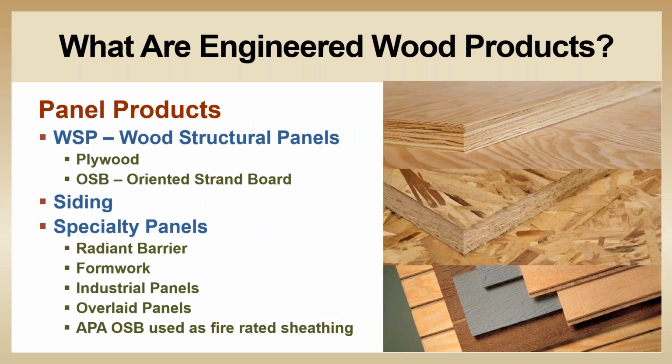So what are the actual engineered wood products? As I mentioned in the description, generally speaking, engineered wood products can be divided into two categories. We're going to talk about panel products and framing products. This slide lists the most common types of panel products. And you'll hear us talk about wood structural panels, and that's because that's the terminology used in the code. And for your information, both plywood and OSB are wood structural panels. Over the years, EWP panel products have also expanded to include siding and more specialized products that we'll also talk about.